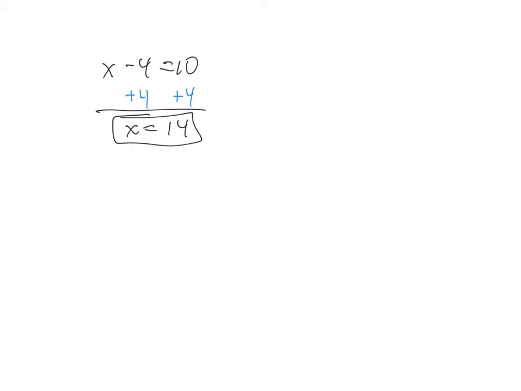Okay, so a couple quick examples of what you might see or what you're going to see today. So you'll see basic ones. There's no parentheses, there's nothing to combine on the same side of the equal sign. So I do adding and subtracting. So it's minus 4, so I add 4. And x equals 14. Simple.